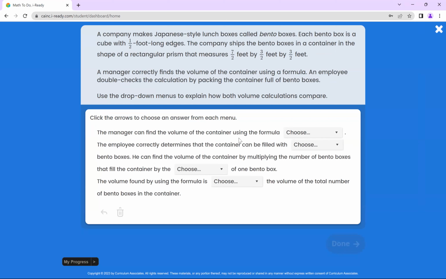Ooh, another dropbox. Why am I not surprised? Let's do the first option. Okay. The third option.